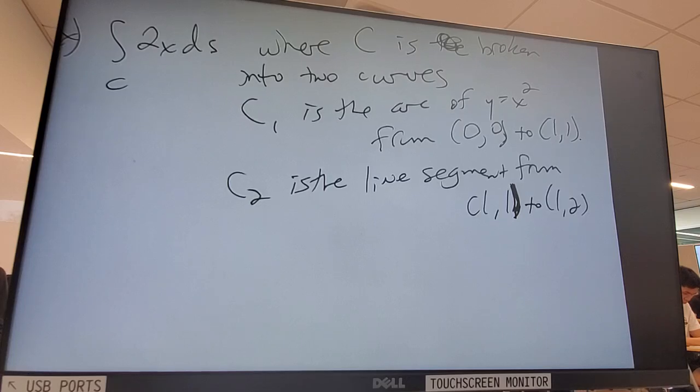Okay, so real quick. Could you guys do a quick little sketch of the path we're taking? It's nowhere near as difficult as you might think. It's just C1, y equals x squared from (0, 0) to (1, 1), and then the line segment from (1, 1) to (1, 2). That should take you roughly 17 seconds.